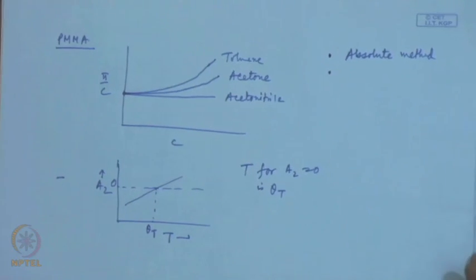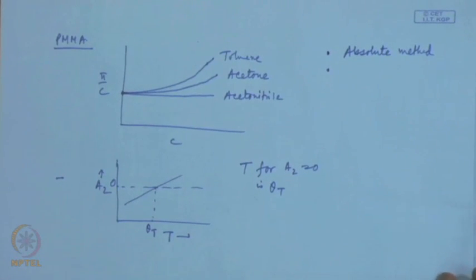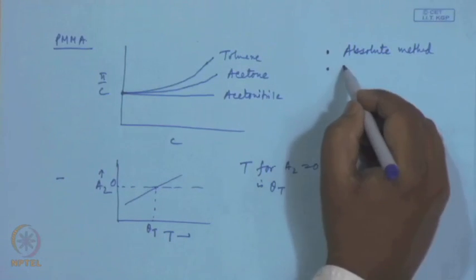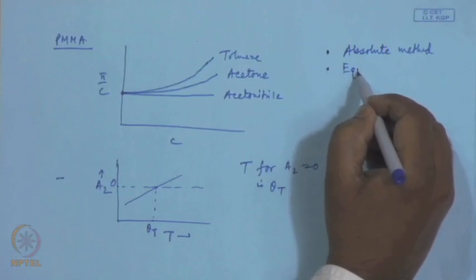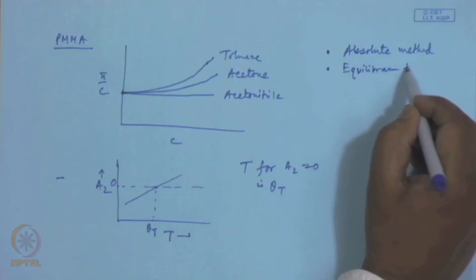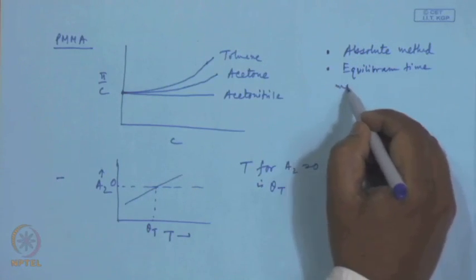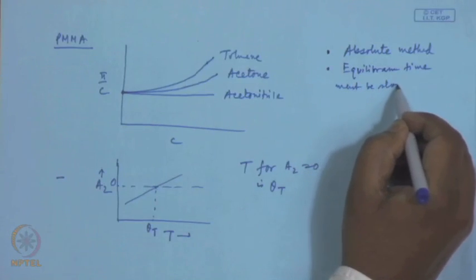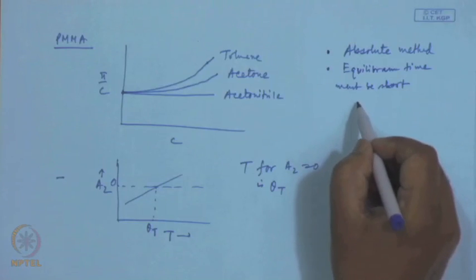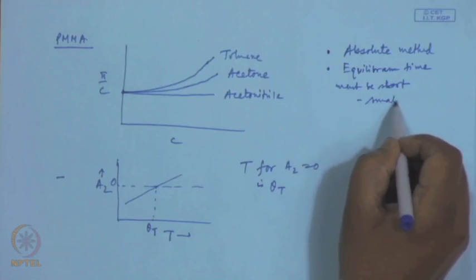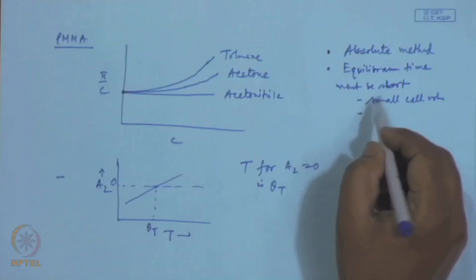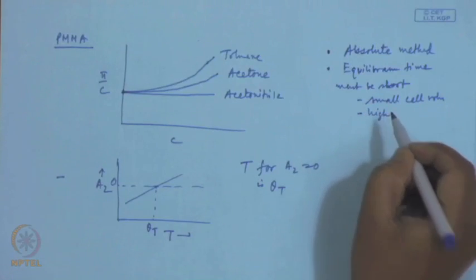Now, to make the experiment short, the equilibration between the solvent side and the solute side must be fast. So, the equilibration time must be short, which can be done either by small cell volume or by high membrane surface area.